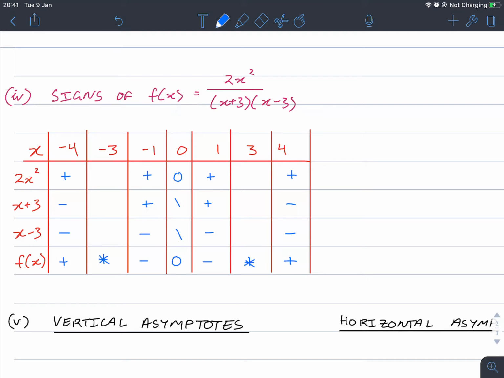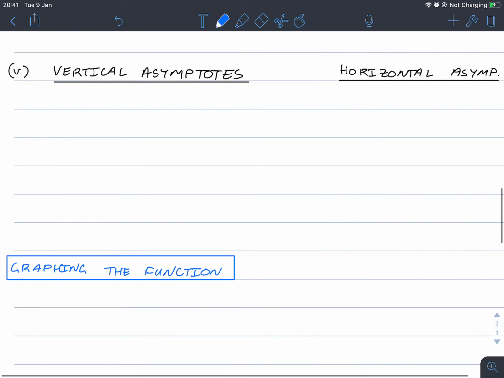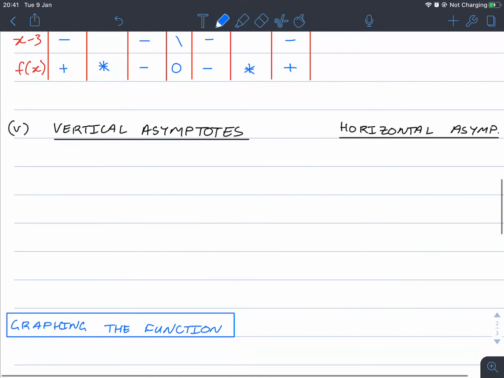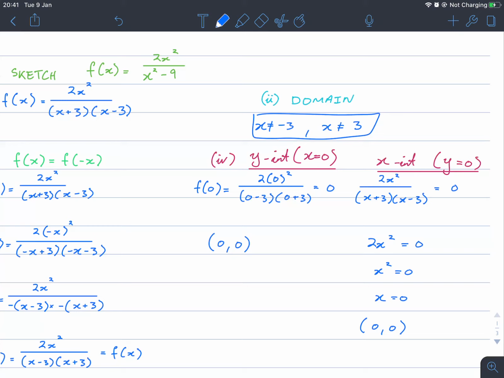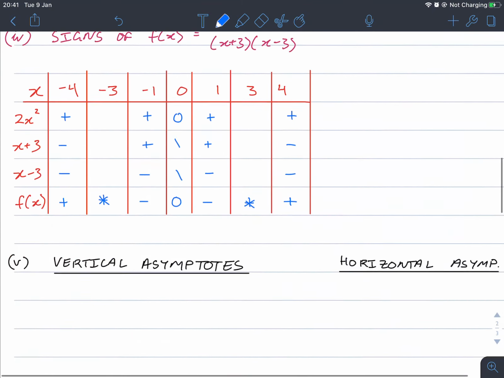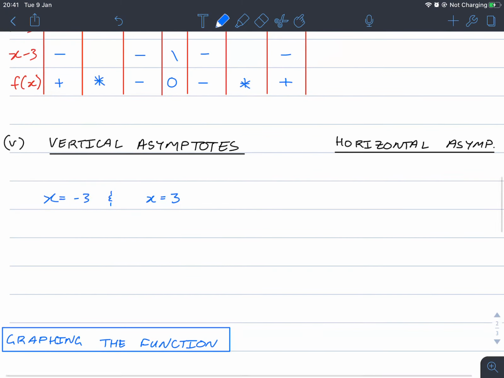Next, we need to calculate our vertical asymptotes, our horizontal asymptotes, and then from all of this we're going to graph the function. Our vertical asymptotes have actually already been determined for us. Vertical asymptotes occur when the denominator is undefined. So we have two vertical asymptotes at x equals -3 and x equals 3.